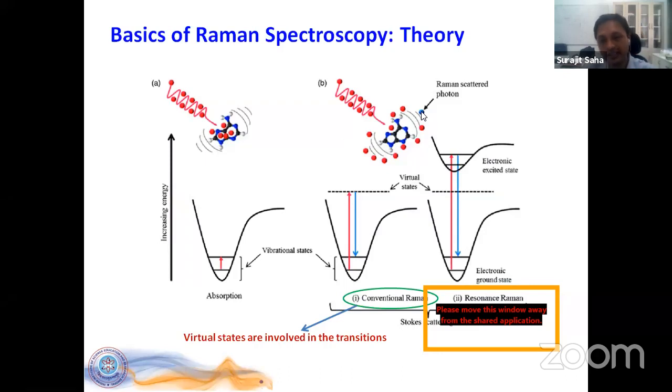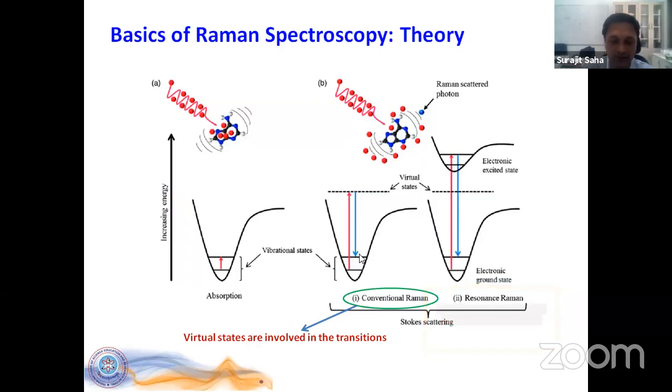So blue is basically here to show that it's a different color, and the different color corresponds to the inelastically scattered light, which gives rise to the creation of a vibration or phonon, and that is the Stokes process. Now this is the conventional Raman process where a virtual state is involved.